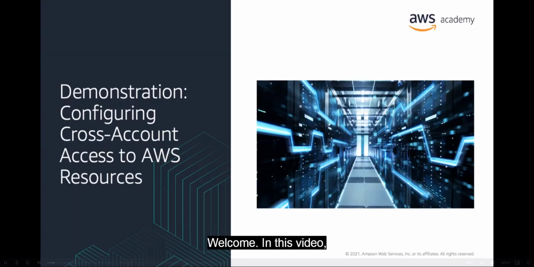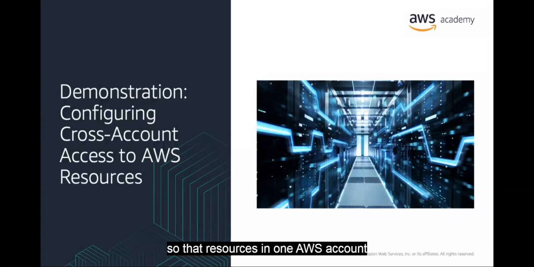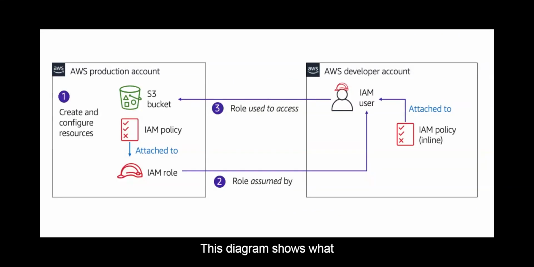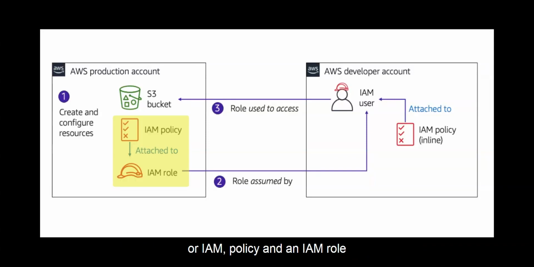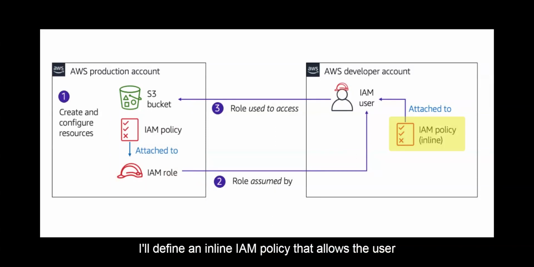Welcome! In this video, I'll show you how to configure cross-account access so that resources in one AWS account can be accessed from another AWS account. This diagram shows what I'll accomplish in this demonstration. First, I will create a resource that I want the other account to be able to access. In this example, the resource is an Amazon Simple Storage Service, or Amazon S3, bucket with an object in it. Next, I'll define an AWS Identity and Access Management, or IAM, policy, and an IAM role to attach the policy to. Then, in the other account, I'll define an inline IAM policy that allows the user to assume the role I defined in the first account. This will allow the user to access the S3 bucket.